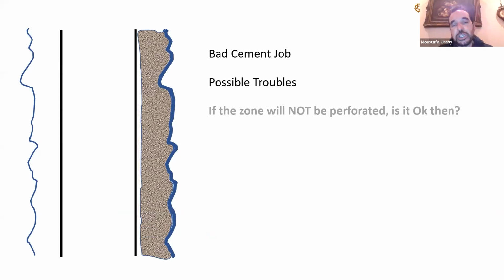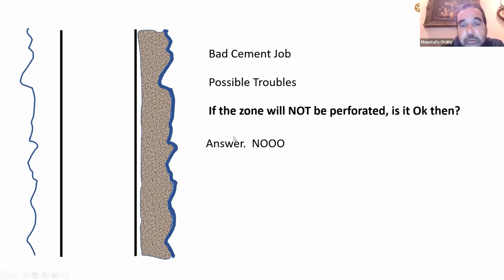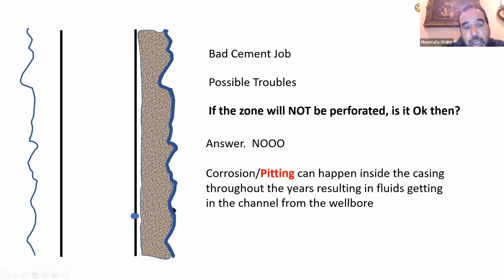Now the question is, if it's not really a producing zone, is it okay then? No. Somebody may say, well, I'm not going to perforate this zone anyway, it's away from my reservoir. Am I in good shape or am I still in danger? Well, you're still in danger. The reason is, through time, the casing will probably get eroded or pitted. Pitting means that some holes will start being created inside your casing. So let's assume that pitting happened and you start creating a hole here in your casing.